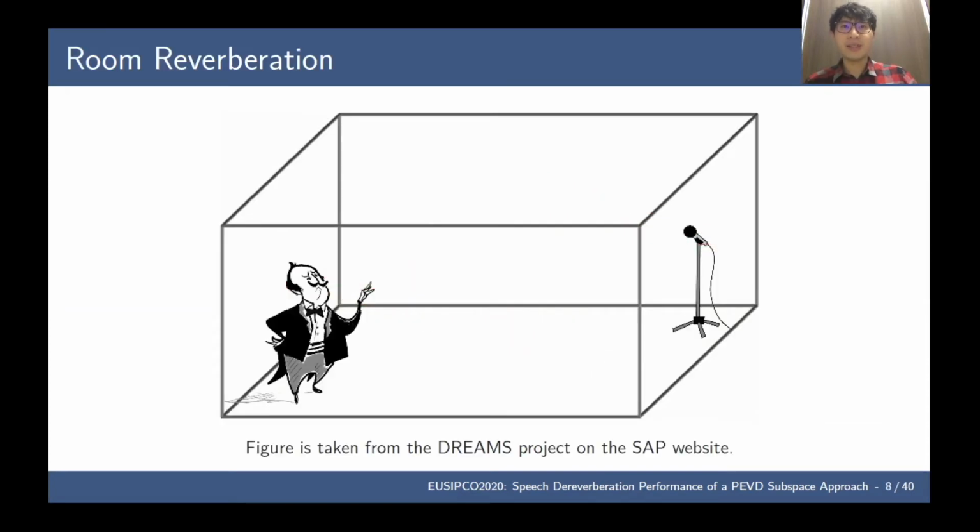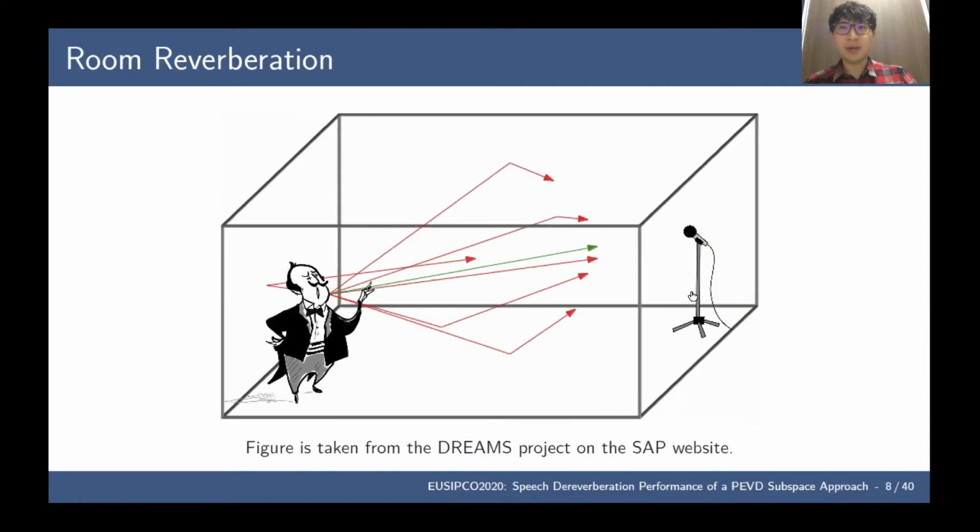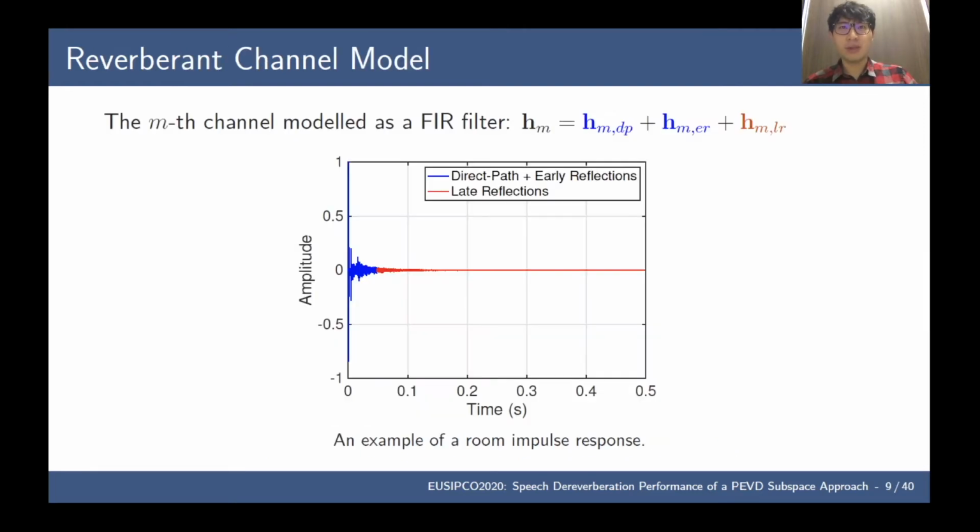When the talker speaks in an enclosed room, the received signal at the distant microphone picks up multiple delayed and attenuated copies of the speech signal, arising from multipath propagation, including the direct path and reflections off surfaces such as walls and objects in the room. The reverberant channel can therefore be decomposed into the direct path, early and late reflections, as shown in red and blue, using an example of a typical room.